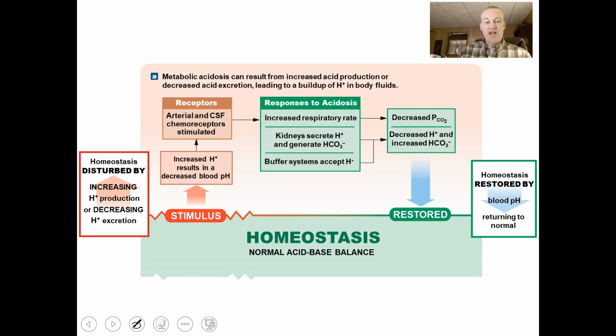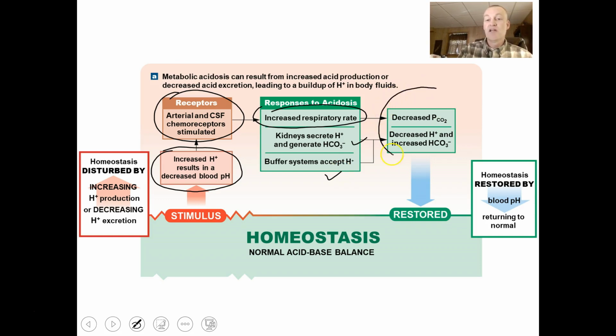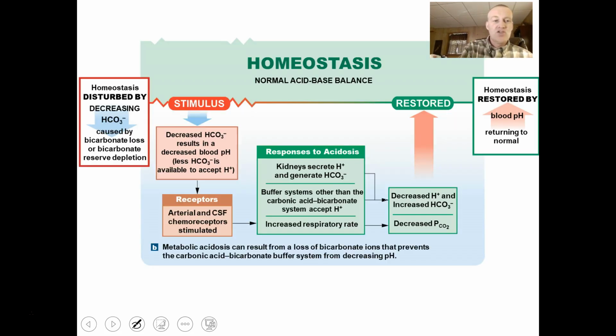So if we have metabolic acidosis, then we have a decreased pH because of a decreased amount of bicarbonate. We'll be able to sense that. We'll increase the respiratory rate. The kidneys will generate more bicarbonate and secrete more hydrogen ions. Other buffering systems will accept hydrogen ions. That will decrease the partial pressure of carbon dioxide, decrease the hydrogen ion, increase the bicarbonate, and restore us back into normal pH.